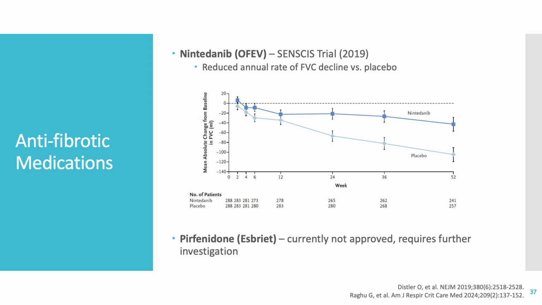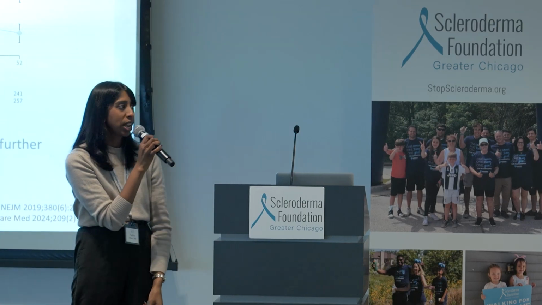In general, the guidelines would say that this should not be a first-line treatment for your scleroderma ILD, but certainly is something that should be considered as an add-on therapy for patients that don't have the desired benefit with immune suppression. There is one other antifibrotic.